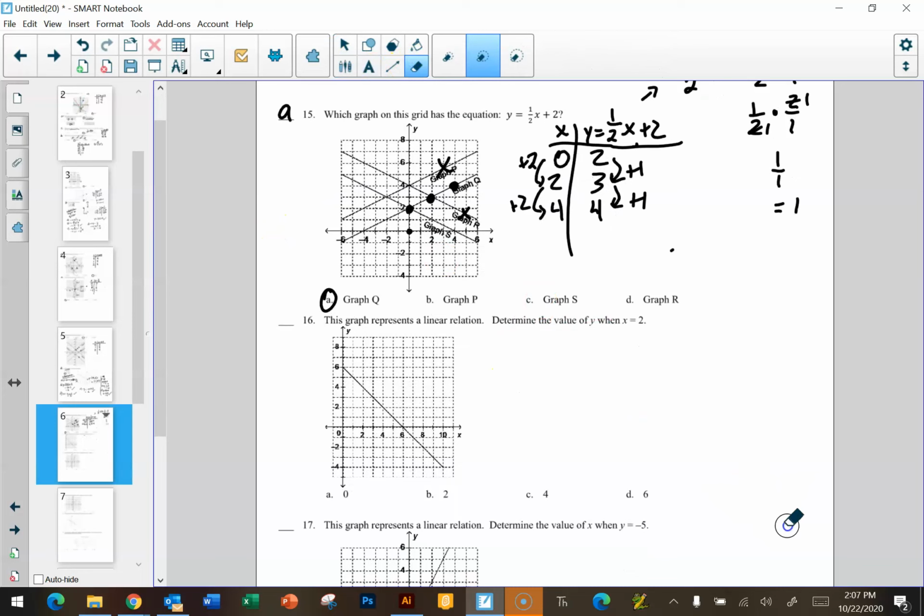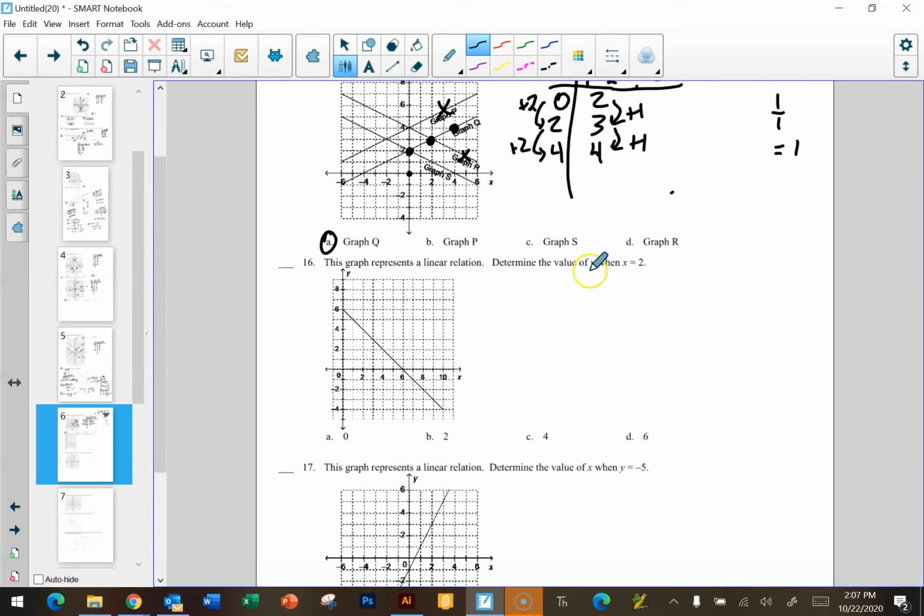All right, next one. Lots of graph work in this one. You get pretty quick at doing this after a while. The graph represents a linear relation. Determine the value of y when x equals 2. Well, you don't need to do any work on this one. You just need to go to x equals 2. So where's x equals 2? It's right there. And then you have to find where it hits the line by going up or down. Obviously you have to go up to hit the line, and it looks like it hits it right there at y equals 4, which is C. So you don't actually have to do any work on that one.